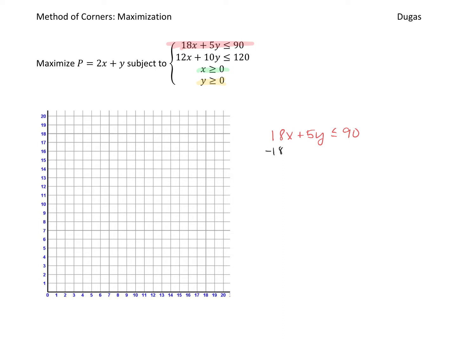I'm going to subtract the 18x from both sides, and that will give me 5y is less than or equal to negative 18x plus 90. And then to finish isolating the y, I'm going to divide by 5. That will give me y is less than or equal to negative 18 over 5 x plus 90 divided by 5, which is 18. All right, so there's the first inequality solved for y.